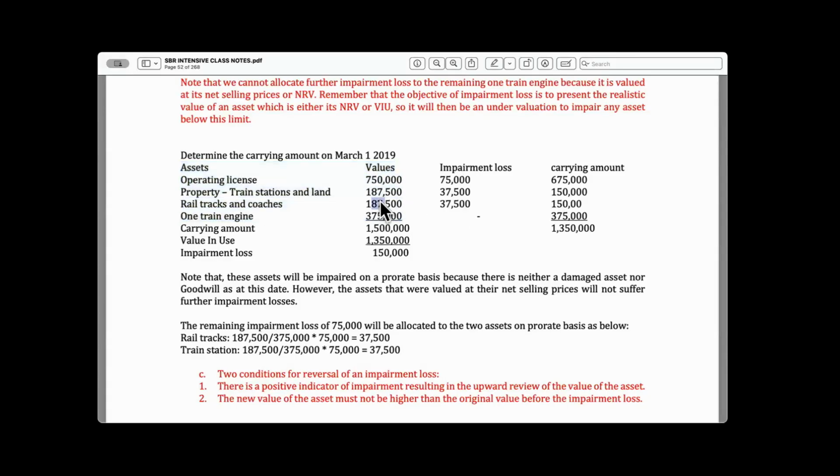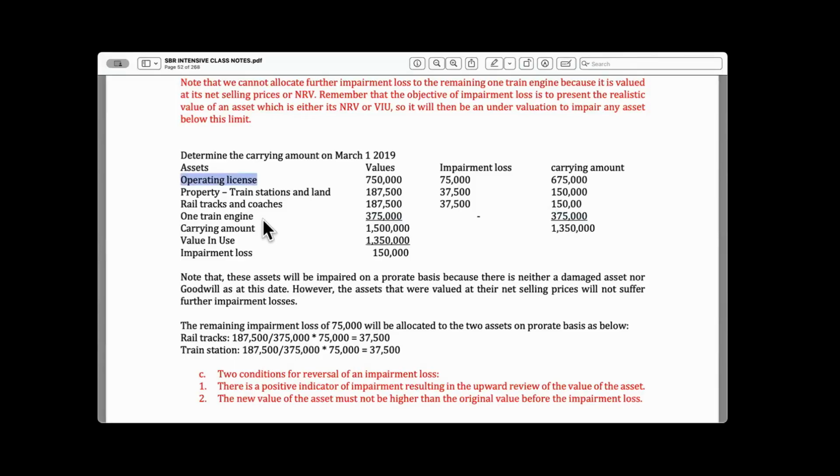However, before I do that, I need to quickly note that this train engine, remember, is at its net selling price based on the correction. So I cannot impair it any further. That's why I didn't allocate any impairment loss to it. It cannot be impaired further. That's its selling price. Additionally, we're told that this operating license, somebody came to buy it.